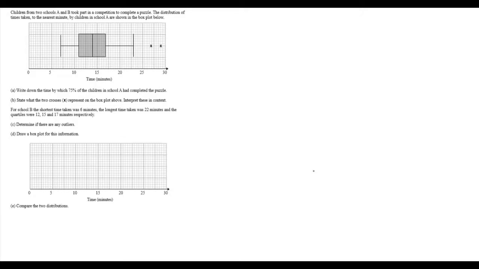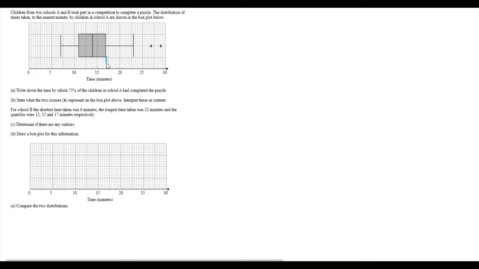And first of all, write the time by which 75% of the children in school A had completed the puzzle. Well, if we're looking for 75% of them having done it, they're going to be 75% of people below this value. 75% is 3/4. And the 3/4 mark is the upper quartile, so this right-hand side of the box here.